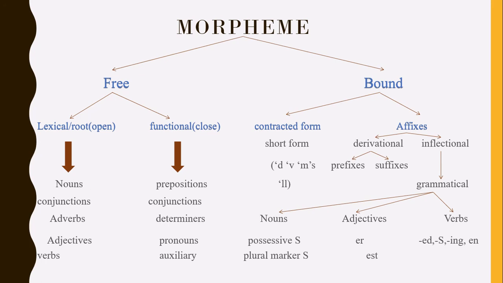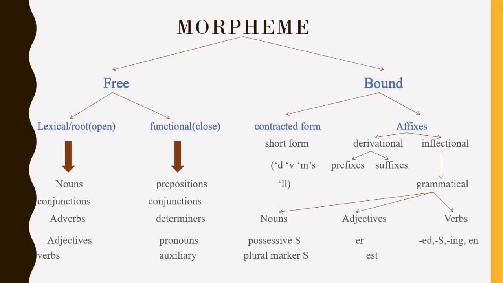Now another category, which is bound morpheme. So we say bound morphemes are morphemes that cannot stand alone. So this is bound morpheme. And we have two categories: contracted form, so also we call it short form, okay? And we have affixes. So affixes are divided into derivational and inflectional. So for derivational affixes, we have prefixes and suffixes.